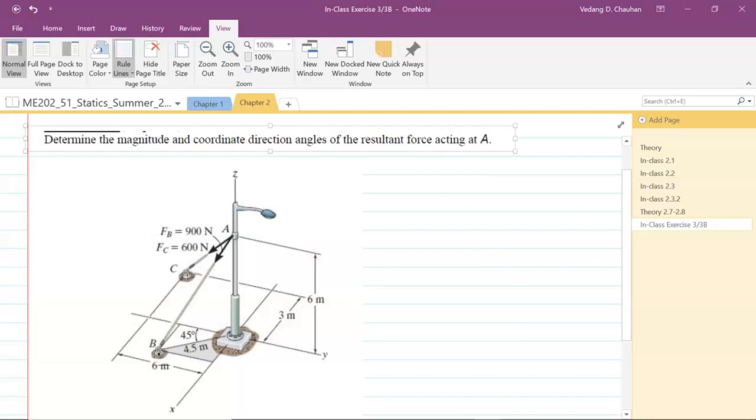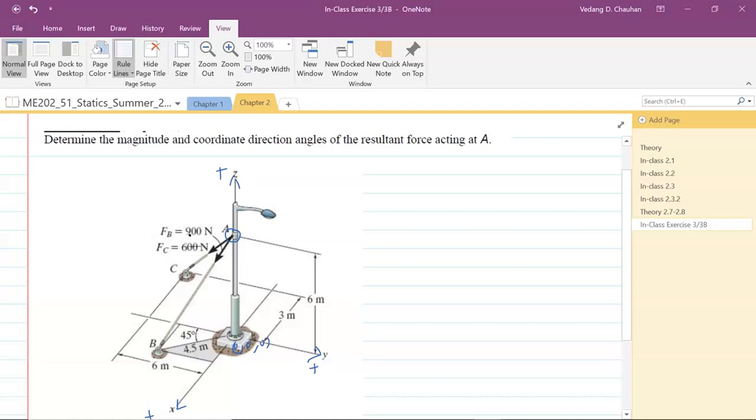The locations of these connections with the ground are defined in terms of dimensions relative to the origin, which is at the bottom center of the pole. So this point is 0, 0, 0. Positive x is in this direction, positive y is towards the right, and positive z is going up. What we need to do is find the total force that acts at A, which is a combination of FB and FC.